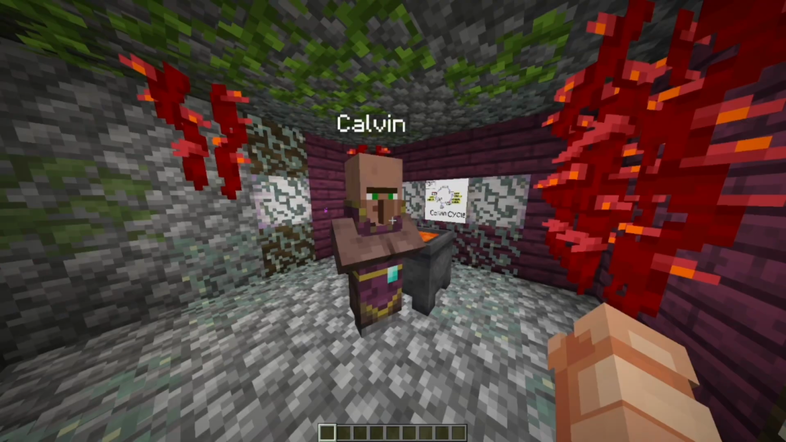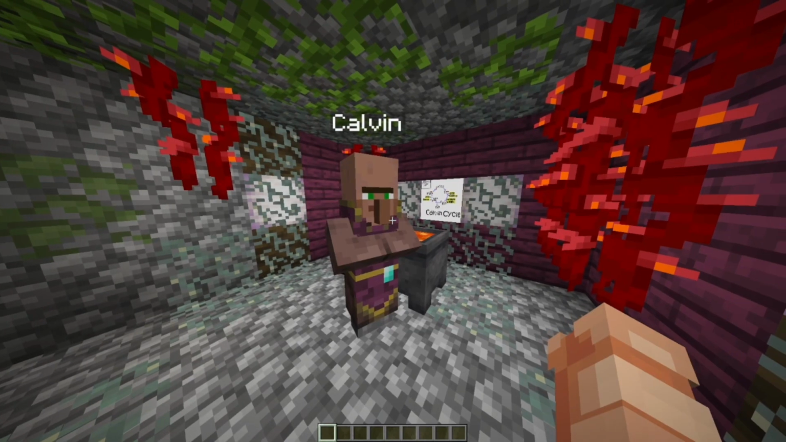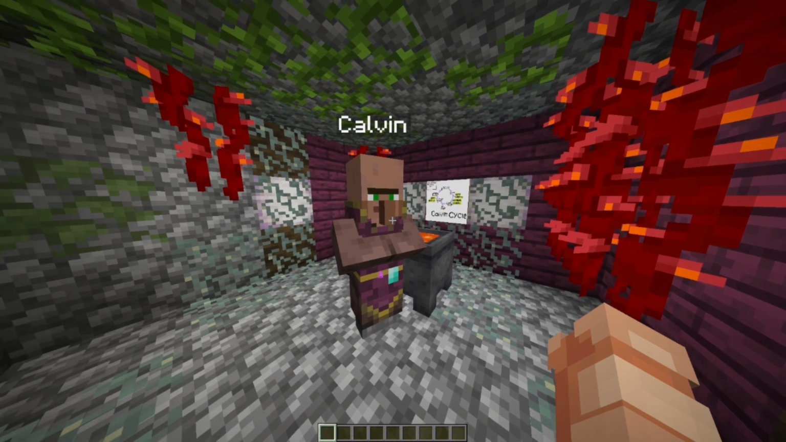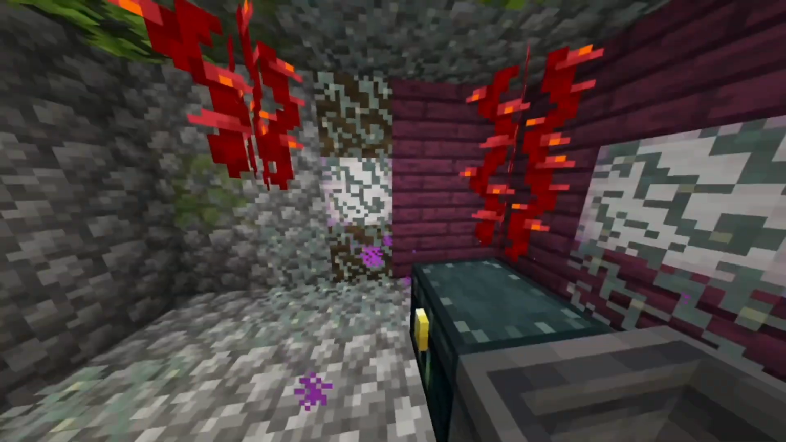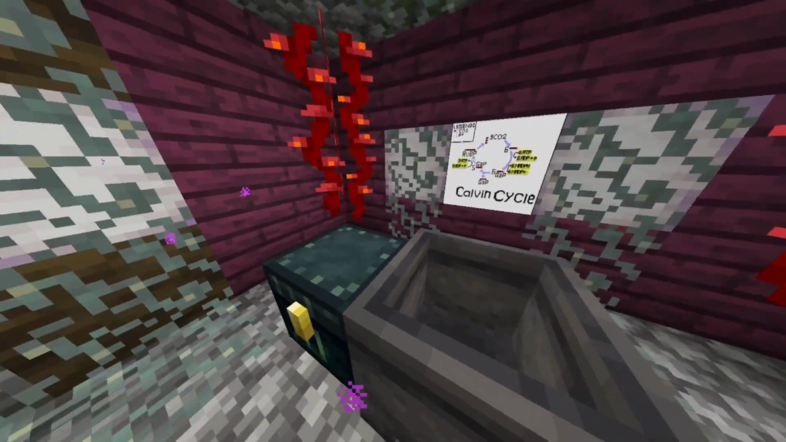Now that we know what Kelvin does and why it's so important, we're going to switch into Kelvin's perspective so we can see how he makes his sugar. So now we're Kelvin. Now that we're Kelvin, we can begin the process of the Kelvin cycle.